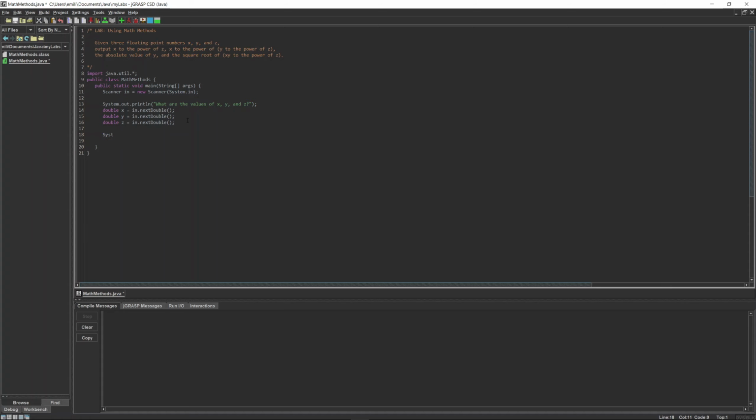Alright, next we're going to output the answers for these expressions. So System.out.println, so it drops down a line every time so that the answers are not all back to back. And the first one is x to the power of z. So we're going to call the Math class, Math.pow for x to the power of z. Okay, just like that, and it'll print out the value of x to the power of z.